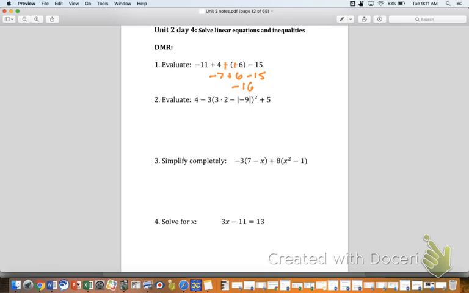Oh, you turned this into multiplication. It's not multiplication. It's 4 minus negative 6, so it should be 4 plus 6.